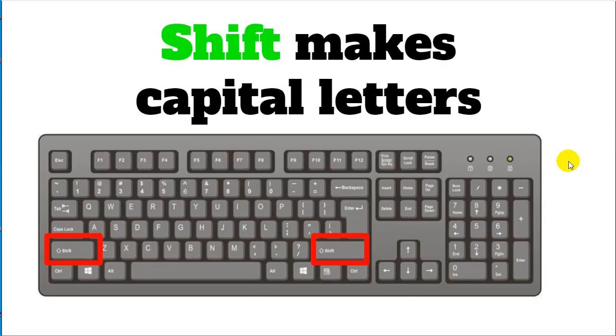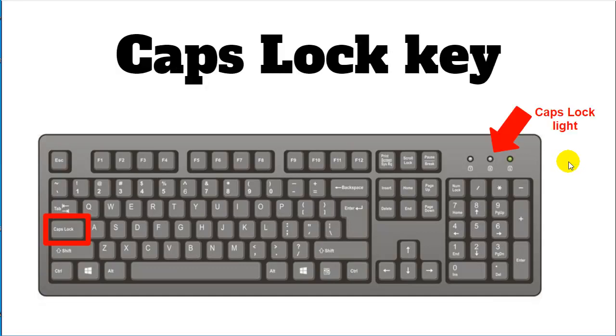Everybody knows that the shift key makes capital letters, so I don't need to talk about that. I want to talk about the caps lock key. The caps lock key will turn on the caps lock light, and this is the number one reason why people's password does not work, because they type their password but the caps lock key is on. If you can't log into something and your password doesn't work, check right away to see if the caps lock light is on.